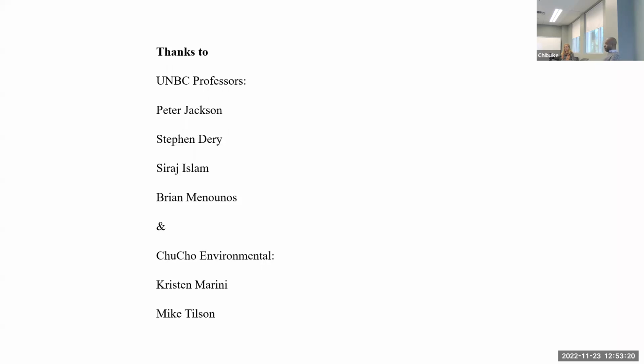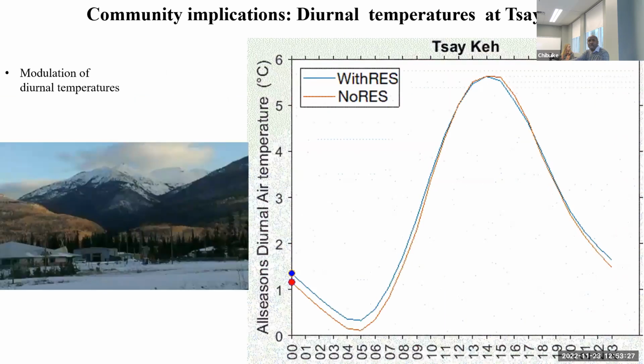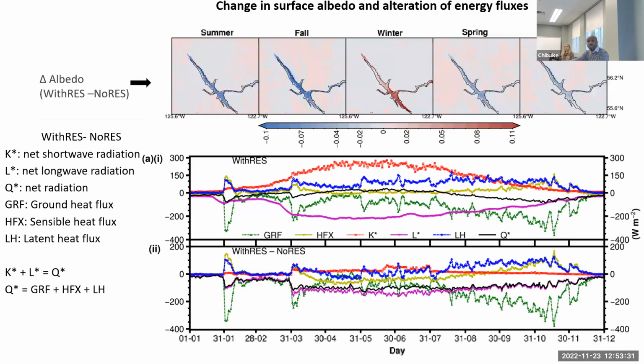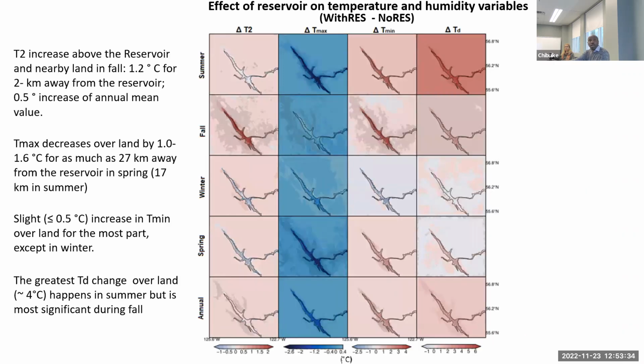I have another question. Could you please show that slide about the delta minimum temperature and maximum one? I just didn't understand something. This one? Okay. In the fall, I see that. Why is that red? Because usually in fall it should be the minimum temperature. So would you please explain that? You mean here, right?